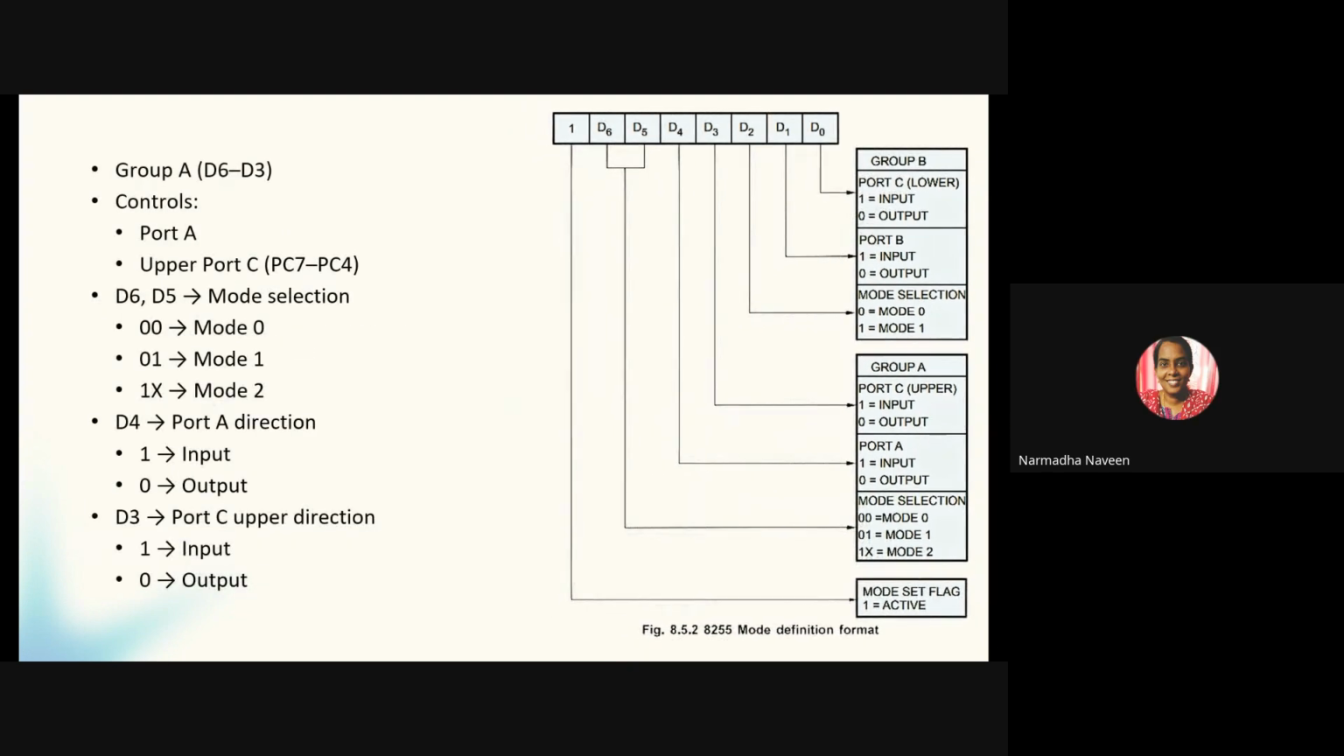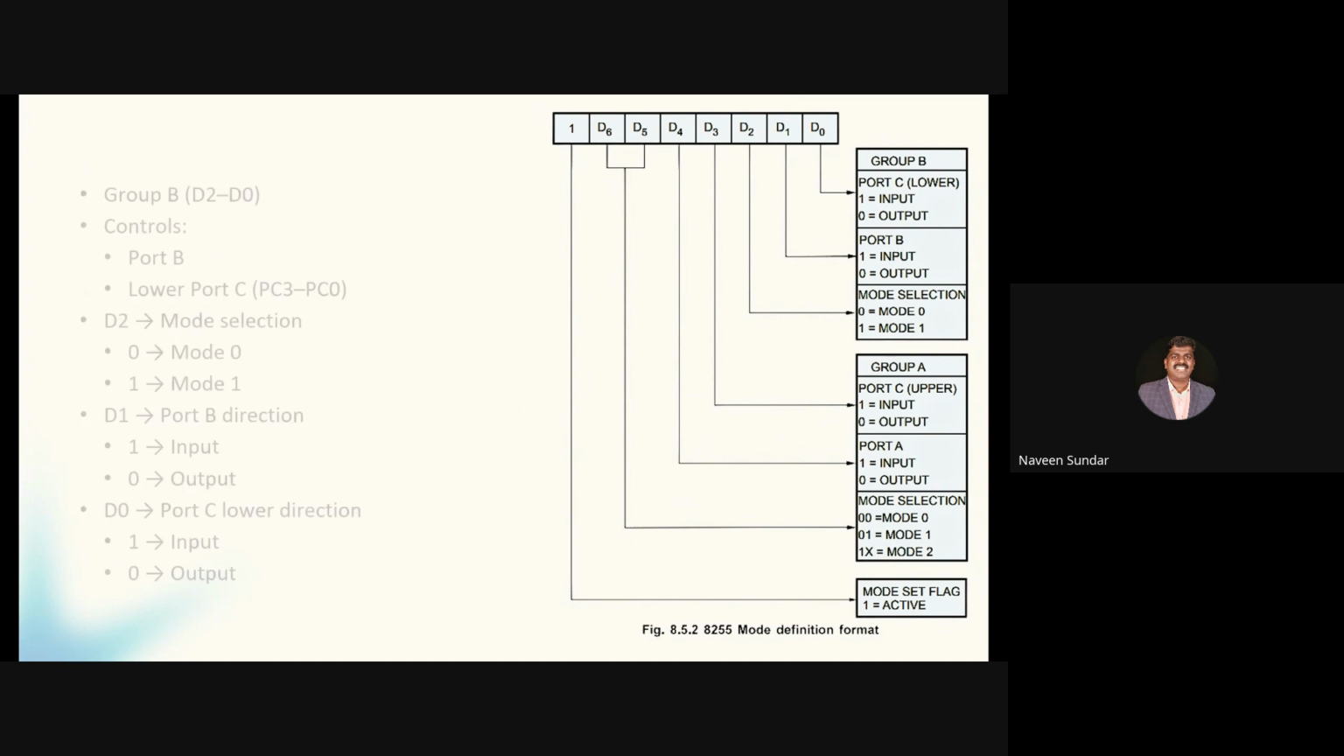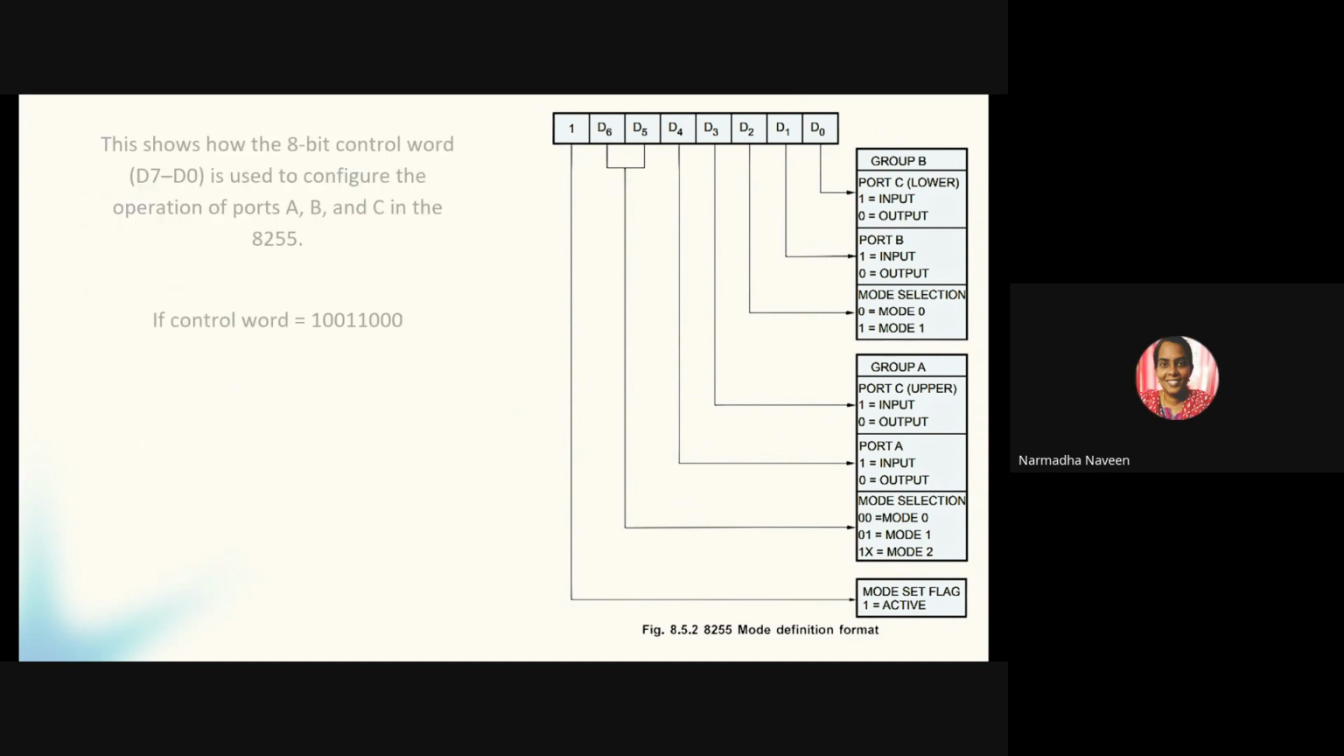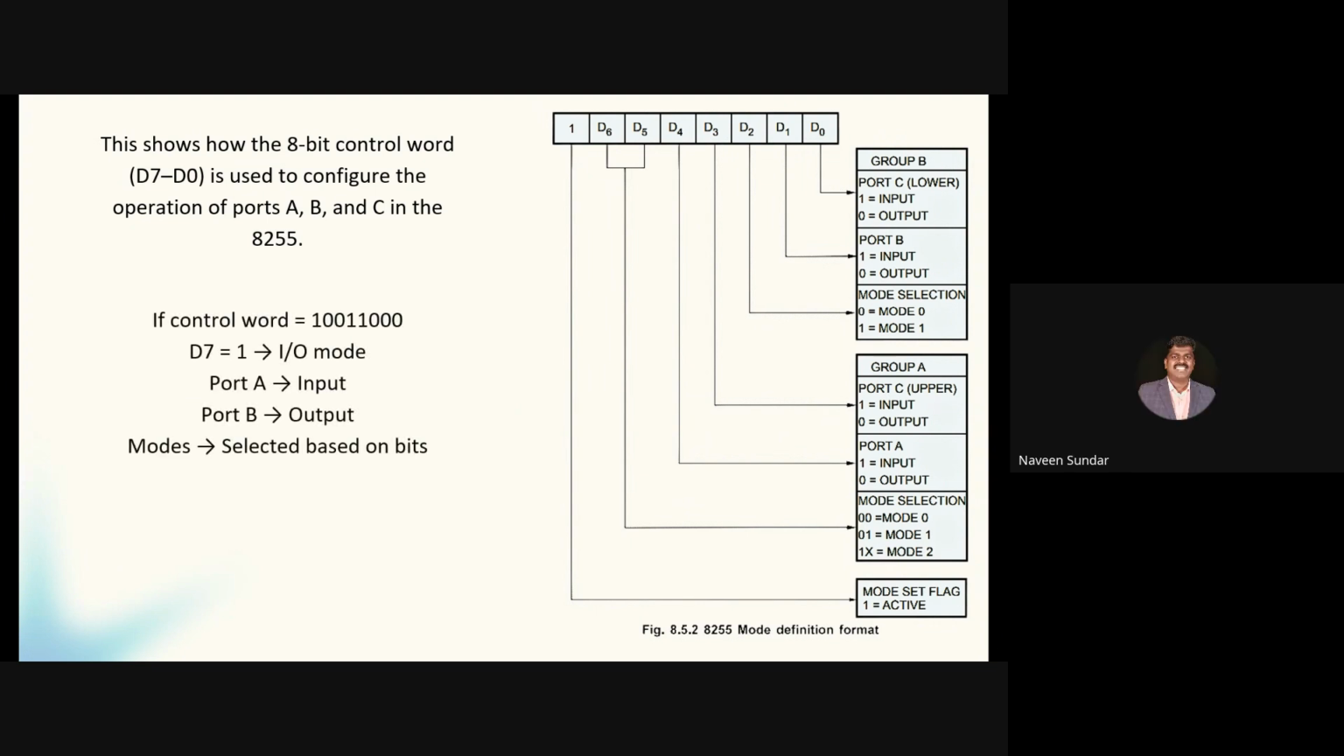So this is how D0 to D7 will be used. This actually shows how this 8-bit control word is used to configure the operation of port A, port B, and port C in the 8255. So this is how it will be done.